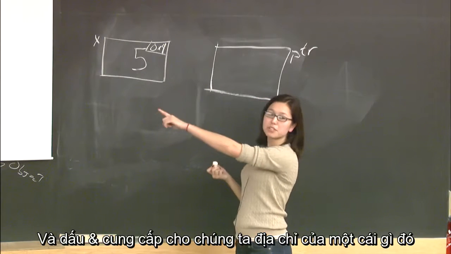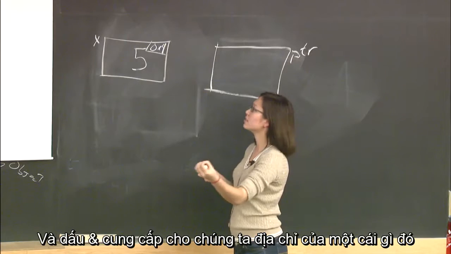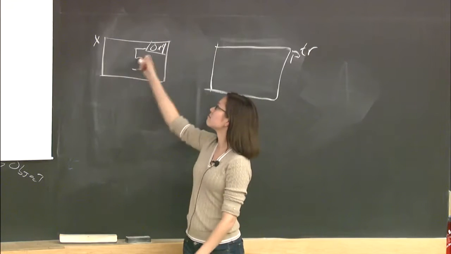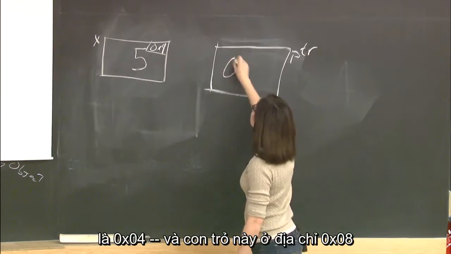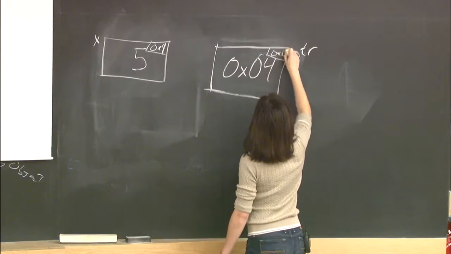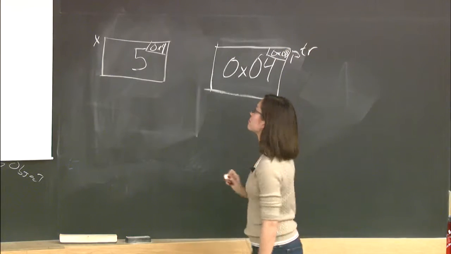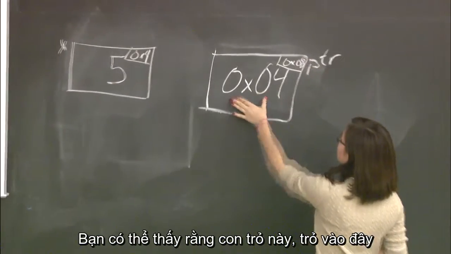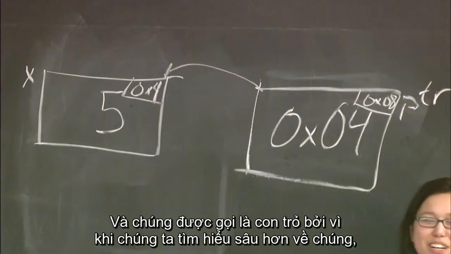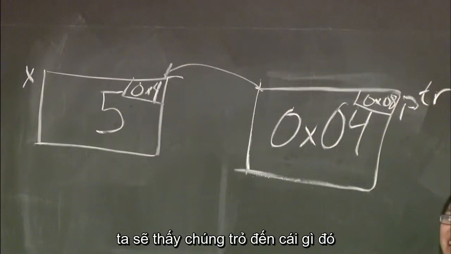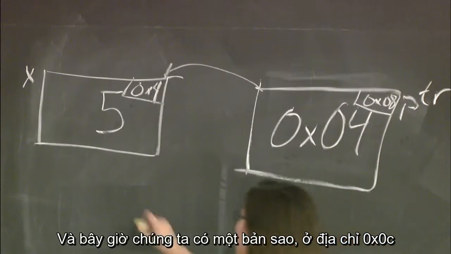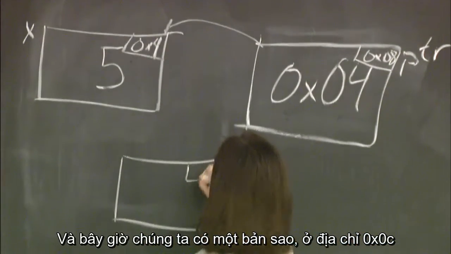And the ampersand gives us the address of something. So in this case, it's the address of x. What is the address of x? 0x4. And this pointer is at 0x08. Cool? So you can think about this pointer as just pointing over here. They're called pointers because as we get more into this, you're going to see one block pointing to another block, and it will make a lot more sense. So here are two. And then we have some copy, which is 0x0c.